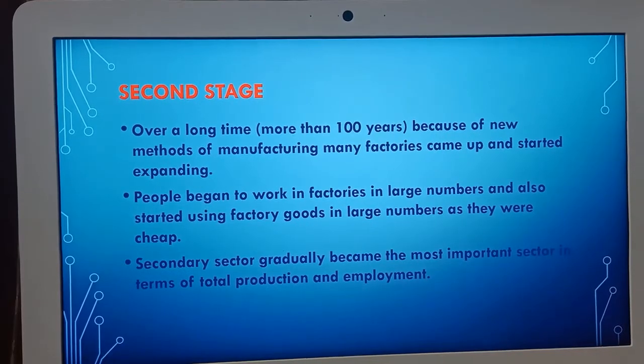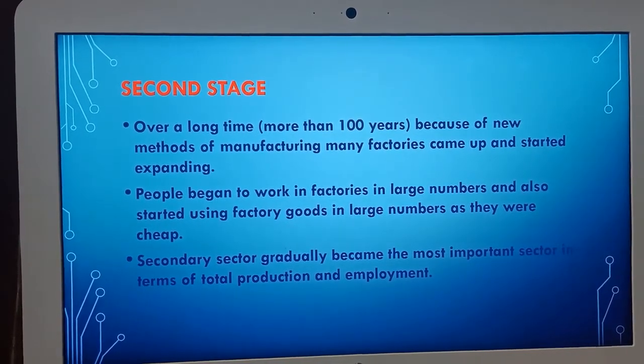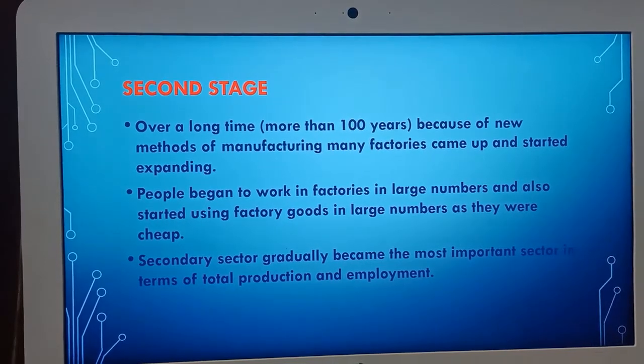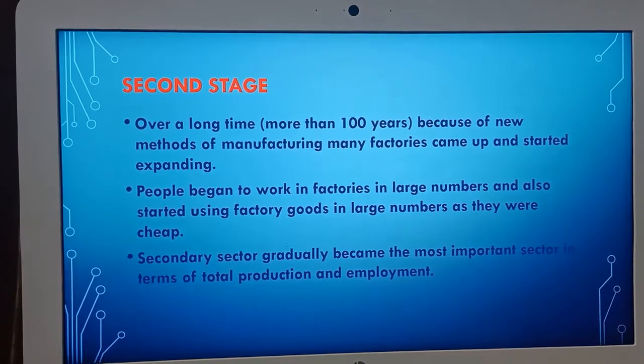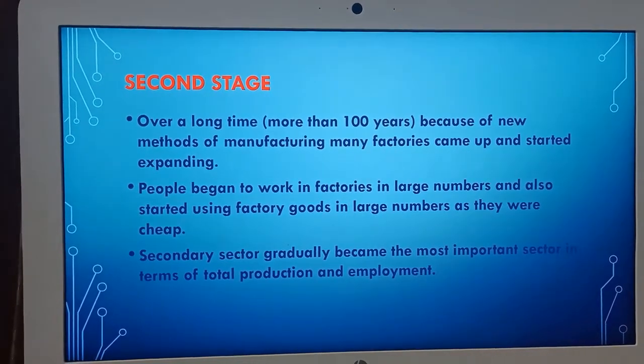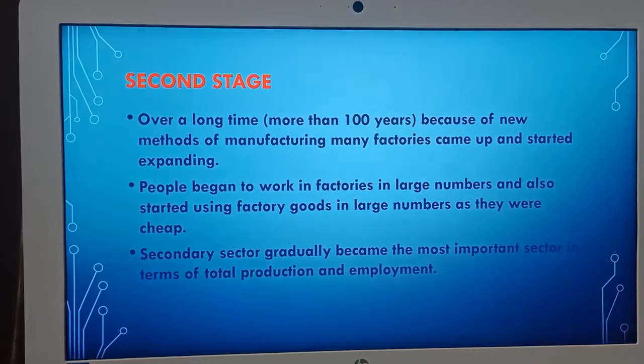Over a long time, and especially because new methods of manufacturing were introduced, factories came up and started expanding. In this stage, people began to work in factories in large numbers and also started using factory goods in large numbers as they were cheap. The secondary sector gradually became the most important sector in terms of total production and employment.